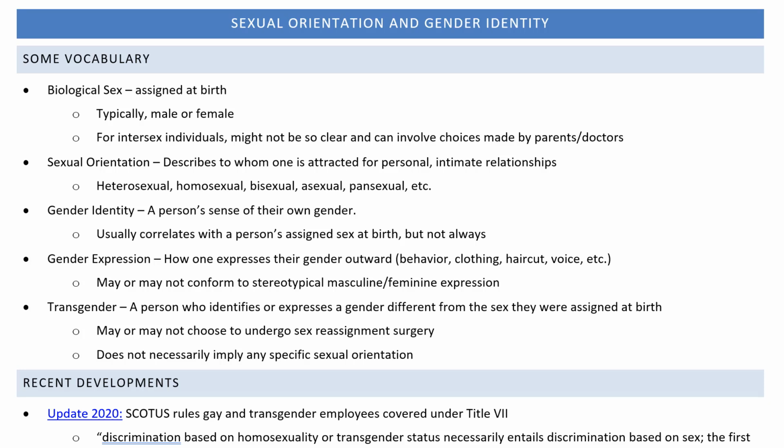Biological sex means it is assigned at birth. Typically, you're either born a male or a female, but not everybody. Some people are born in sort of this in-between classification here that we call intersex, where it's not so clear. Some people can have both sets of genitalia.